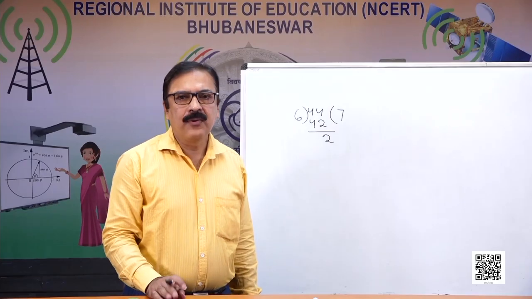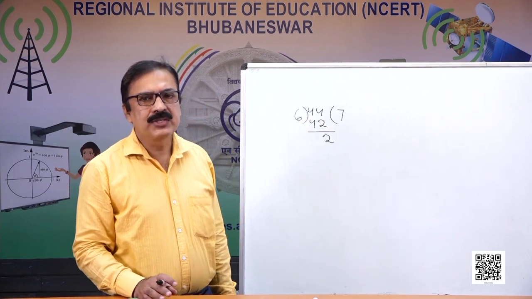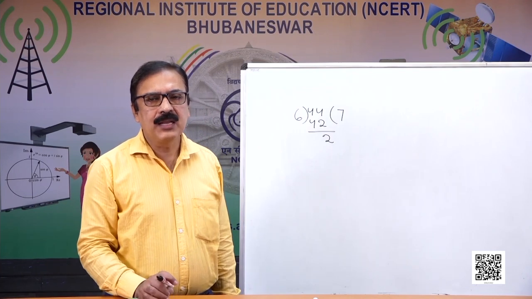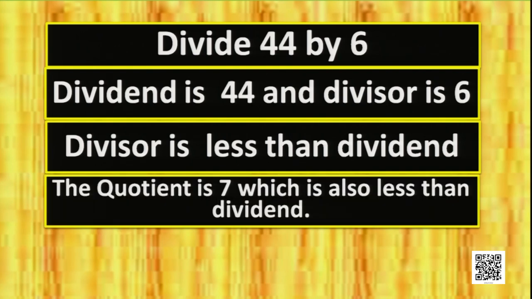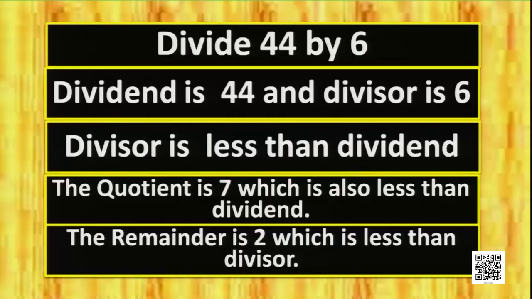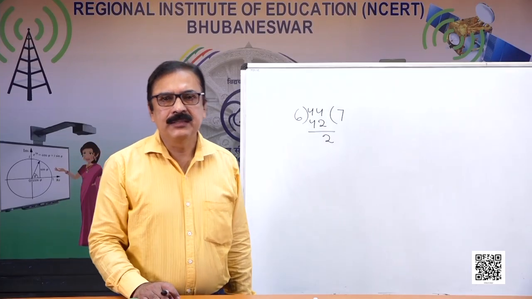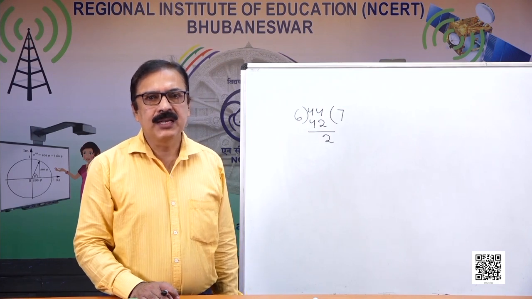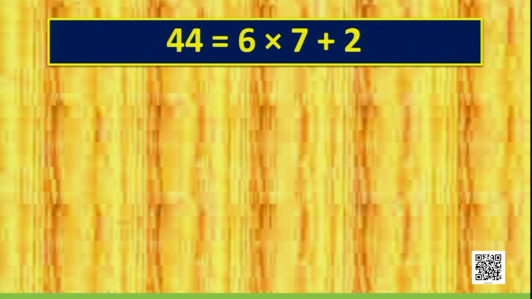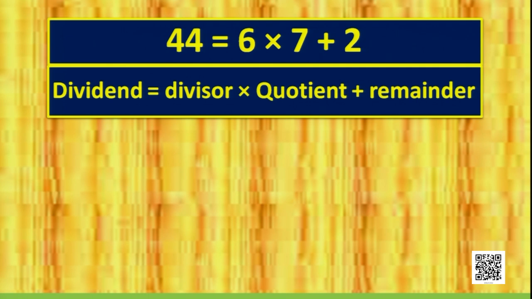Clearly, 44 is more than 6, or 6 is less than 44. So, the divisor is less than the dividend. In this case, the quotient is 7, which is again less than the dividend. Now, the remainder is 2, which is less than the divisor. From this, what do we get? We can express 44 in terms of 6 as 6 into 7 plus 2. In this case, we can generalize it as dividend is equal to divisor into quotient plus remainder.